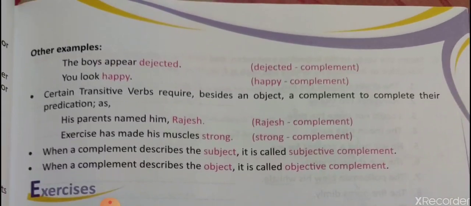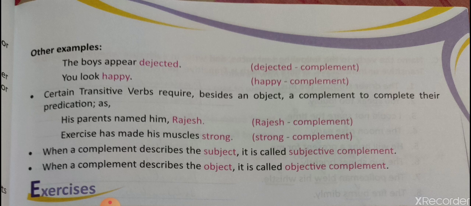We'll see more examples of it, then it will be easy for us to understand. "The boys appear dejected." If we see only "the boys appear," we have no idea how the boys appeared. Now they have written that they appear dejected. So the word dejected is the complement of the verb. Similarly, next, "You look happy." If happy had not been here, we would not have known what this sentence is trying to tell us. Therefore, happy is the complement of the verb.